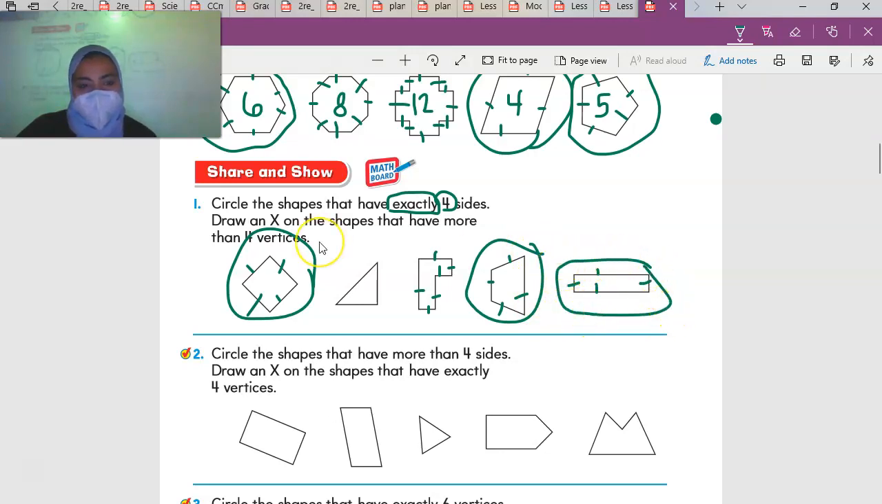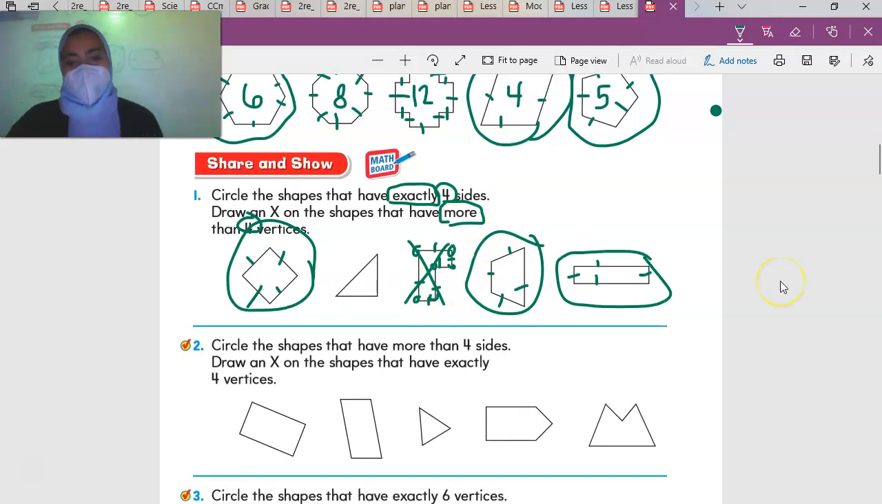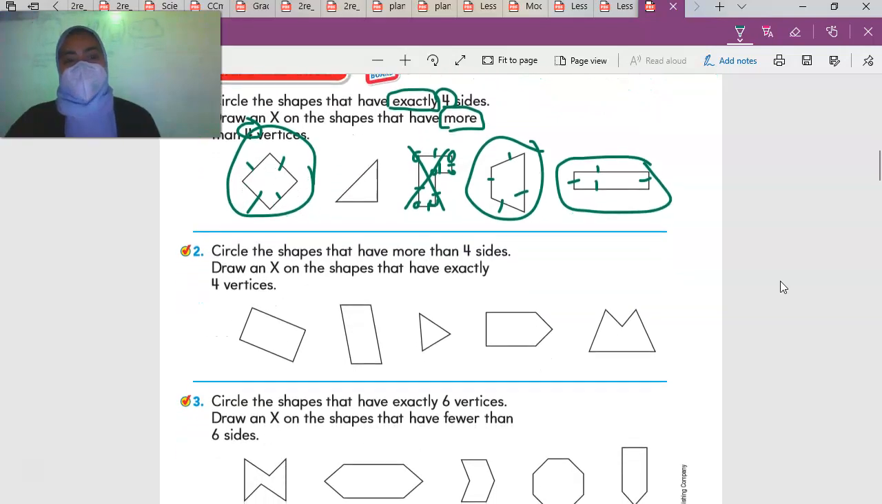Now let's read the second step. Draw an X on the shapes that have more than 4 vertices. So if it has more than 4 vertices. Does this have more than 4 vertices? No, it only has 3. Does this one have more than 4 vertices? 1, 2, 3, 4, 5, 6. It does. So we're going to draw an X on it. And we don't have to look at these because these have exactly 4. This one says more than 4. Okay? So if you just break it up step by step, it'll be okay.